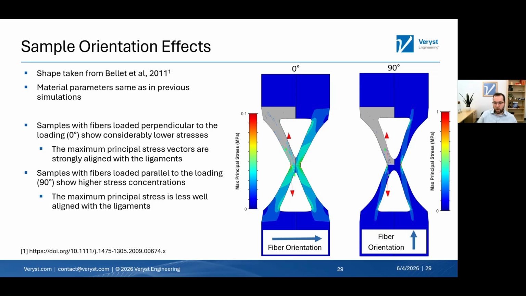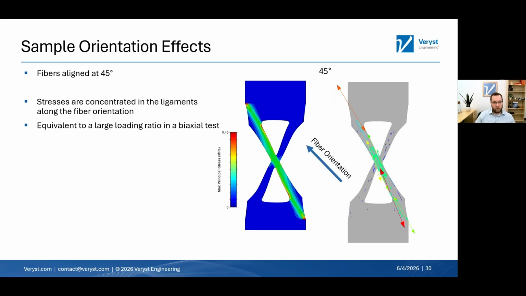However, sort of counterintuitively, if you have the fibers oriented along the axis of tension, you'll end up with load parallel to the loading direction, but you have really high stress concentrations. And the maximum principal stress is less well aligned with the ligament, so it's not ideal. However, if you then begin to orient your fibers along these ligaments, these arms of the cruciform, you begin to get a better biaxial stress state.